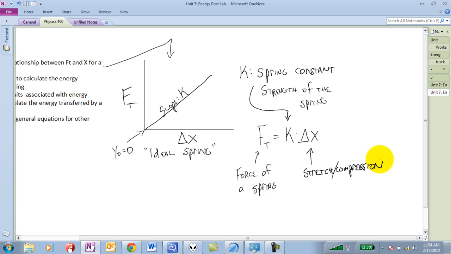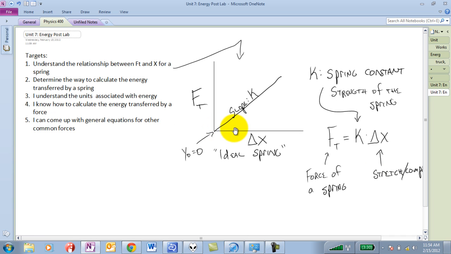So anytime you are looking to calculate the force by a spring, you can go this route in order to solve it. So this does sum up our first target here. Understand the relationship between Ft and x for a spring. Are there any questions? We'll be looking at worksheet 2 point something that is going to help us understand this target.